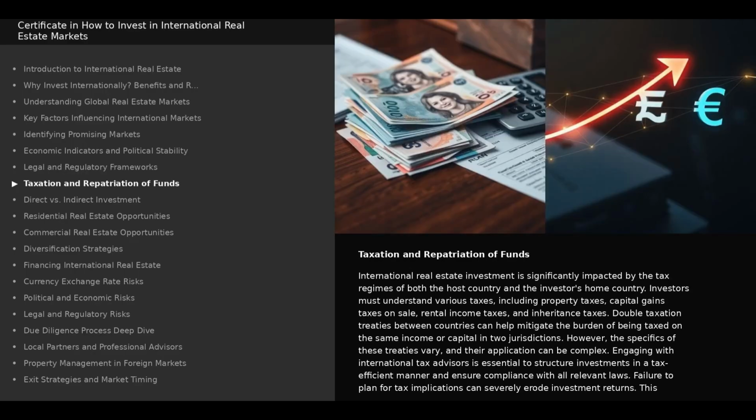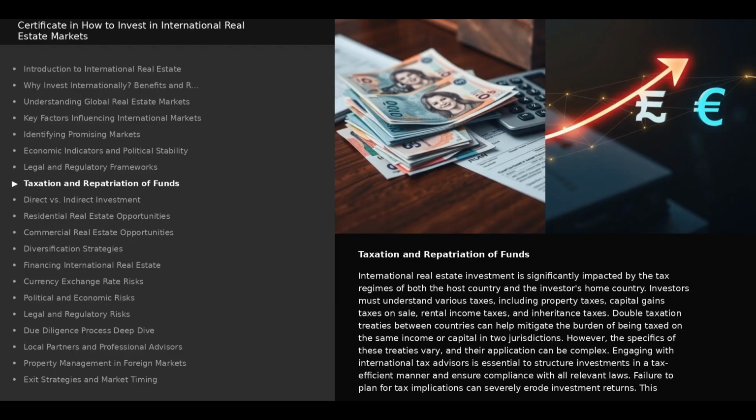Taxation and repatriation of funds. International real estate investment is significantly impacted by the tax regimes of both the host country and the investor's home country. Investors must understand various taxes, including property taxes, capital gains taxes on sale, rental income taxes, and inheritance taxes. Double taxation treaties between countries can help mitigate the burden of being taxed on the same income or capital in two jurisdictions. However, the specifics of these treaties vary, and their application can be complex.